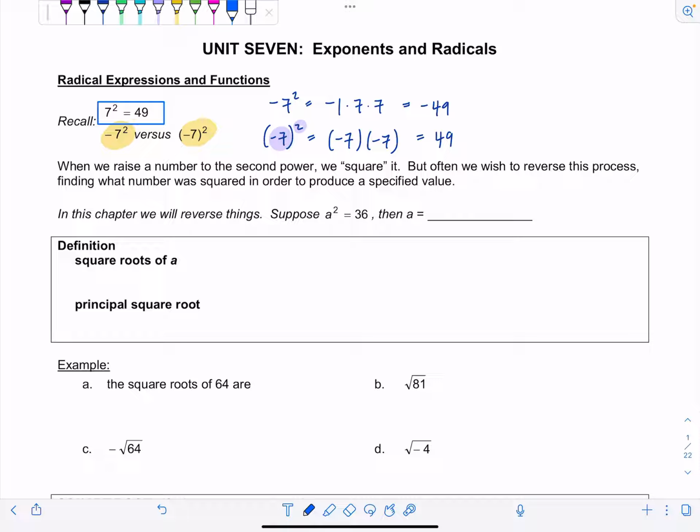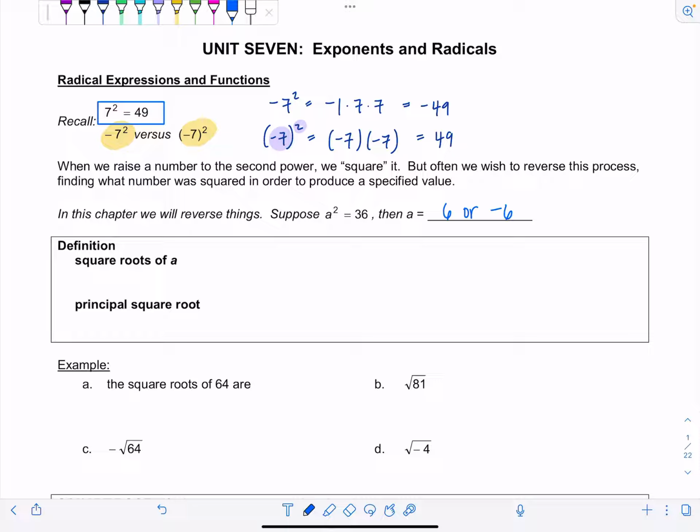Suppose you knew that a squared is equal to 36. Then what is a equal to? Well, you actually have two options. A could either be 6 or it could be -6, right? Squaring both of those values would result in +36.